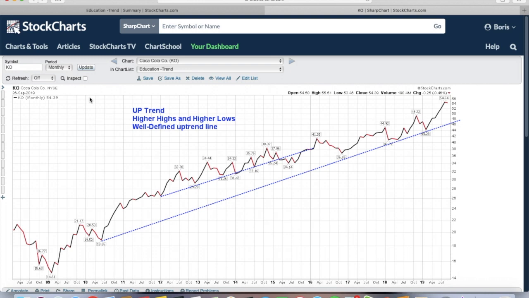So this is Coca-Cola, and I always use a monthly chart to look at a long-term uptrend. You can see in the last 10 years, Coca-Cola is making higher highs and higher lows. So this is basically a very defined uptrend. A downtrend is exactly the opposite. That means a stock is making lower highs and lower lows.